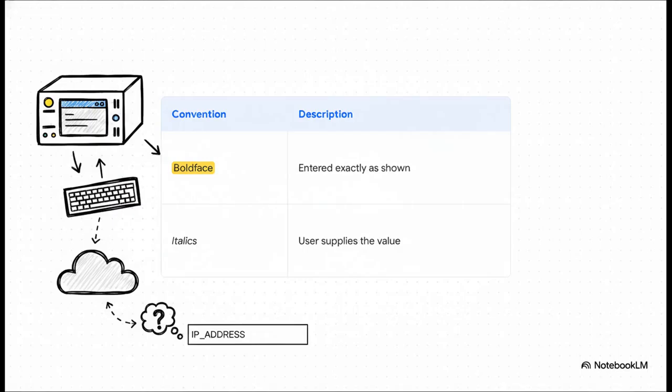Now, when you're looking at Cisco documentation or help files, you absolutely have to know how to read their syntax maps. It's actually pretty straightforward. Bold text means you type that word literally, exactly as it's shown. Italics, on the other hand, mean you need to plug in your own specific value. You don't actually type the italicized word itself, you replace it with your own data.